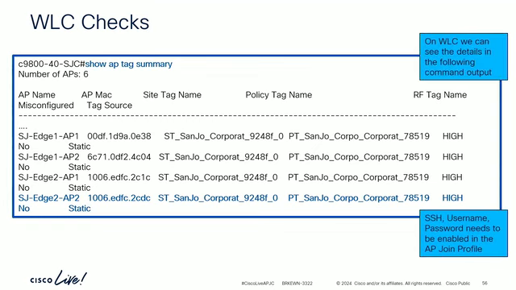Now, let's say I want to get into the AP and check. In that case, in the AP join profile under the site tag, we need to enable SSH and add a username and password to get inside the AP.